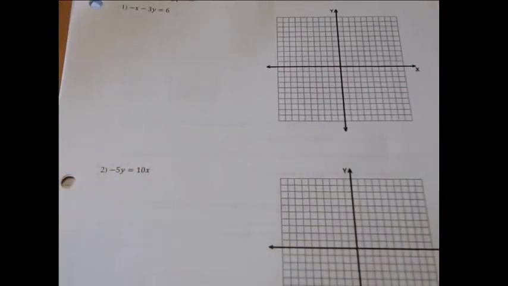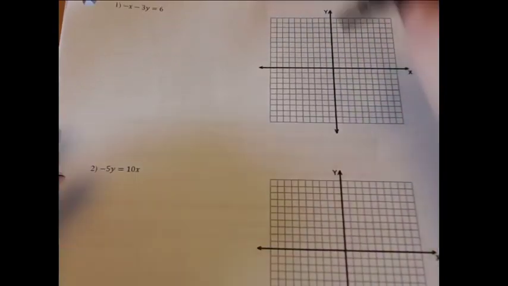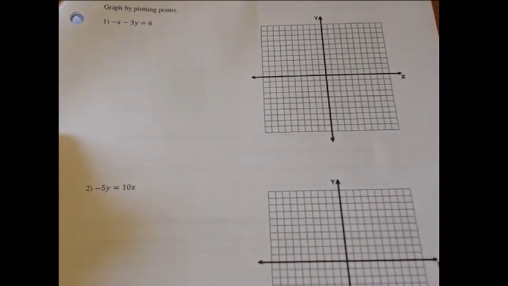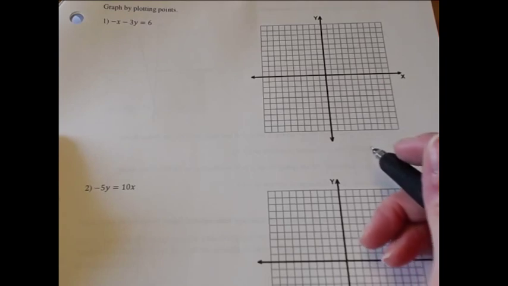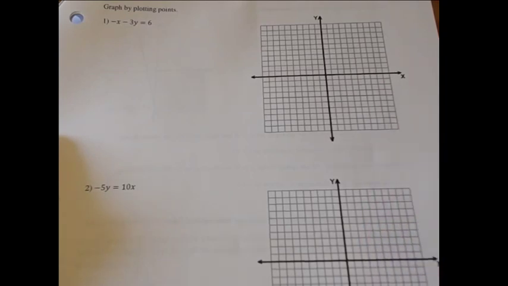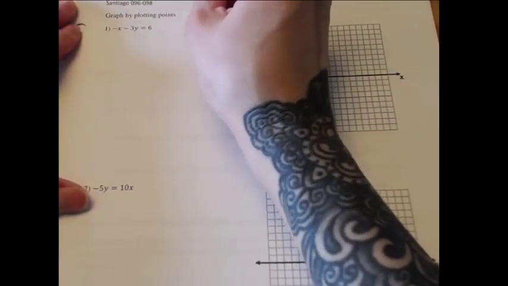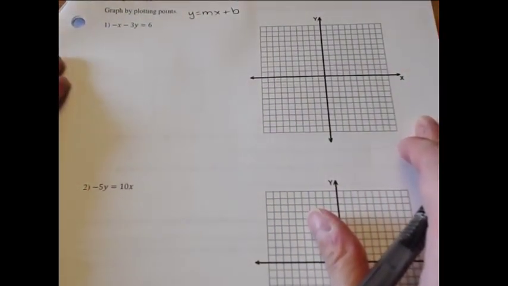Okay, let's try this up here. So we are going to graph by plotting points. This first example: negative x minus 3y is equal to 6. According to the rules on the previous page, step number 1 is rewrite the equation in slope-intercept form. So step number 1 is get this equation in y equals mx plus b format.